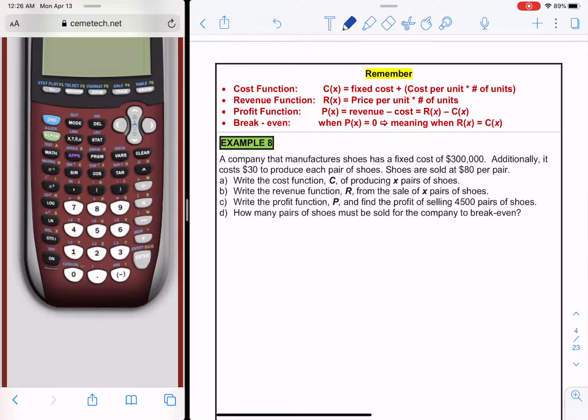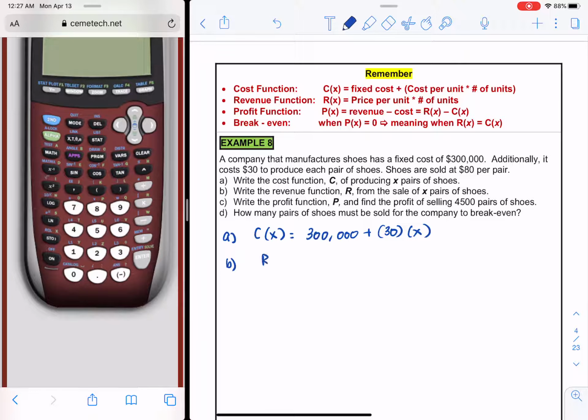So here is an example. A company manufactures shoes and it has a fixed cost of $300,000. Additionally, it costs $30 to produce each pair, and shoes are sold at $80 per pair. So I'm going to translate the first equation to get the cost function. x is the number of pairs of shoes, so the fixed cost is $300,000, and it takes $30 to produce a pair, so I'm going to multiply 30 by x. So that would be our cost function.